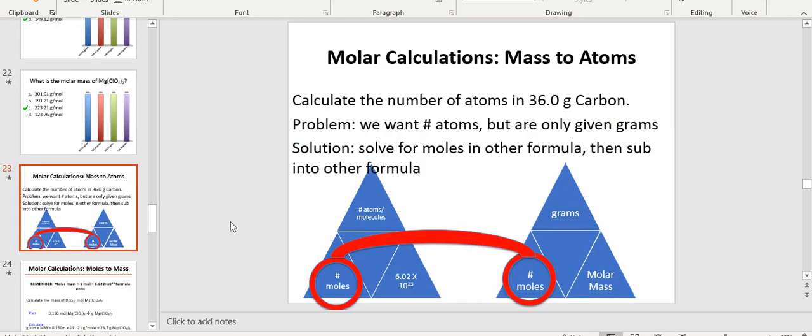Getting back to this one here. Here we're just gonna start playing with these 2 formulas.